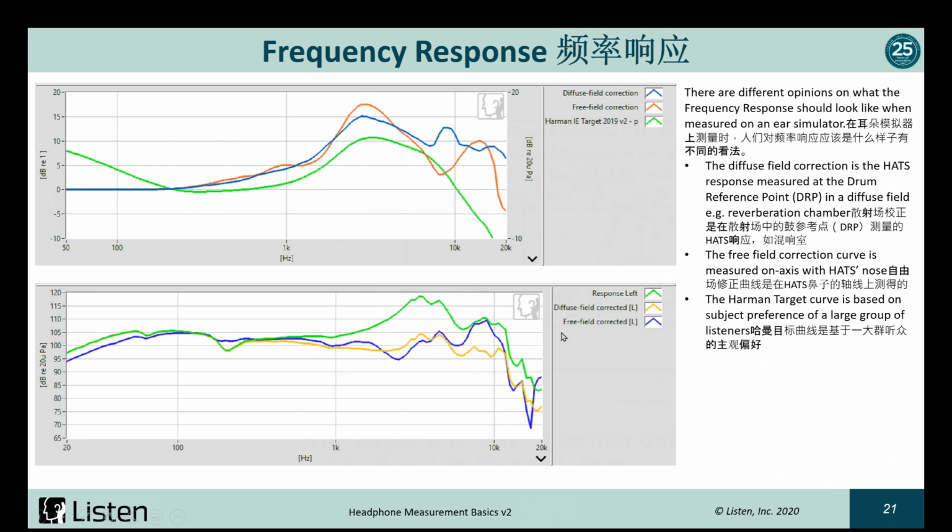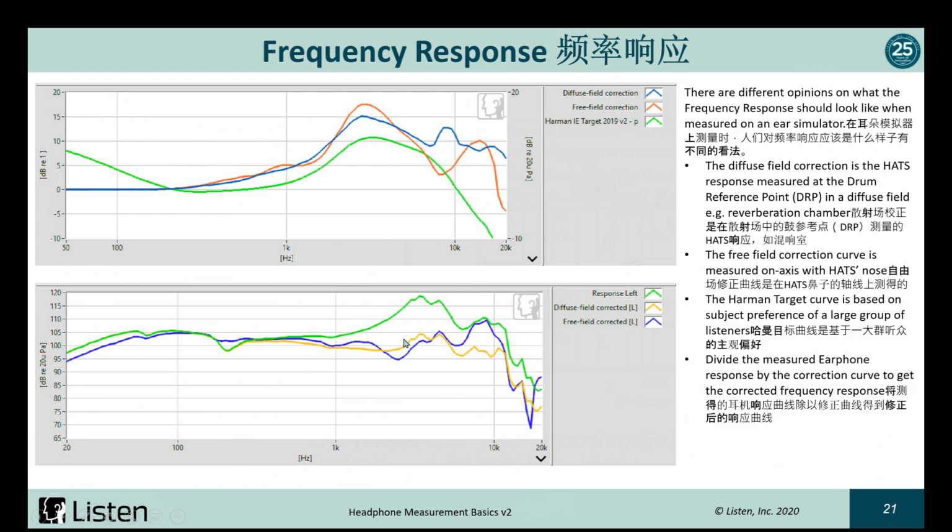So down below we have what I like to call the corrected curves. So we take the left earphone response with the ear simulator. This is measured on a head and torso simulator. And then we apply the correction curves from above. So we just basically divide them out.